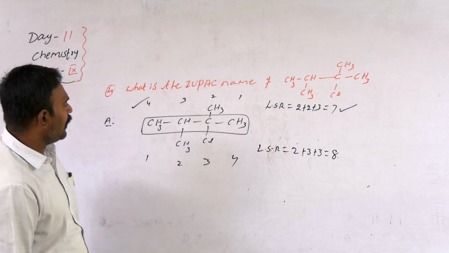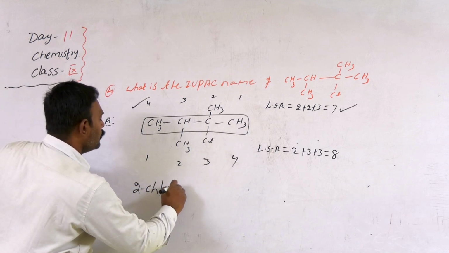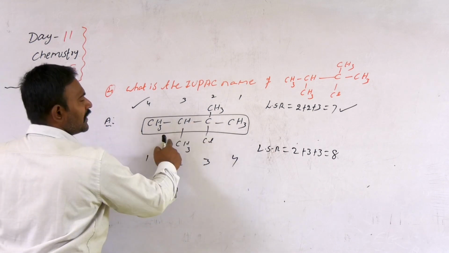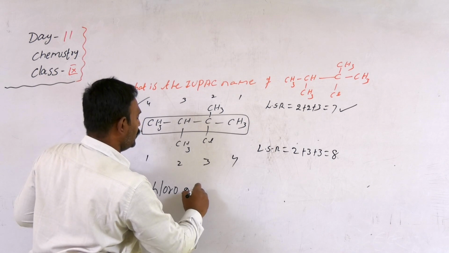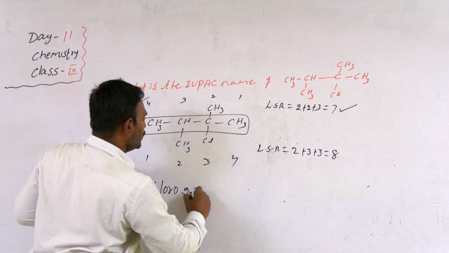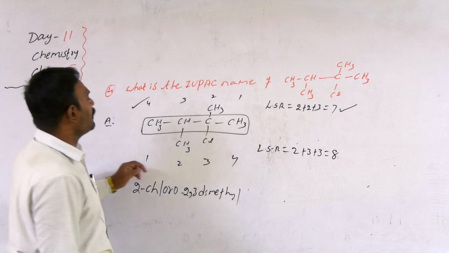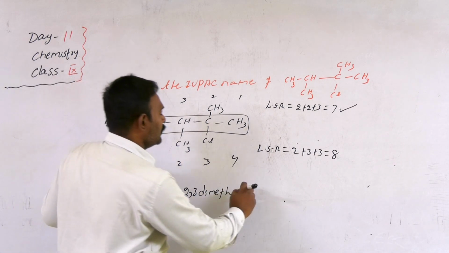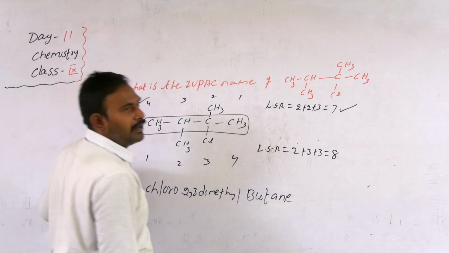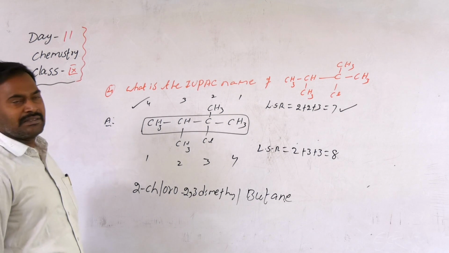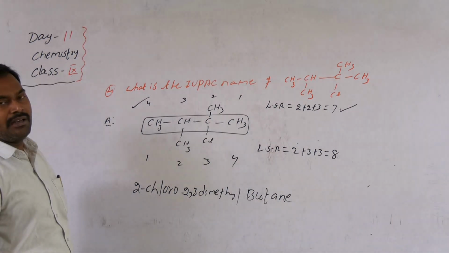Then the name of the compound will be, first we write alphabetically chloro, 2-chloro, and methyl groups at second position and third position, 2-chloro, 2,3-dimethyl. Total how many carbons are there? 4 carbons. So what is the root word? But. No double bond, no triple bonds. So what will be the primary suffix? A. So 2-chloro-2,3-dimethylbutane.